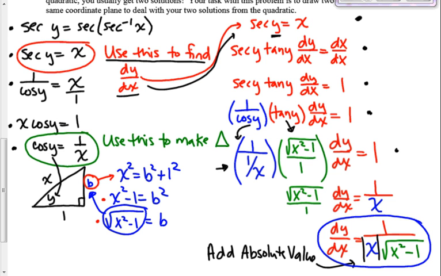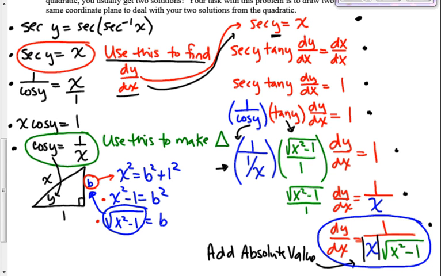At this point, I'm trying to get dy dx by itself, and I have a 1 over x, which is really just an x. So I divided x to the other side. So the 1 that was red is now divided by the blue x. And now I still have to divide both sides by the square root of x squared minus 1, which is what I did to get to my last step here.